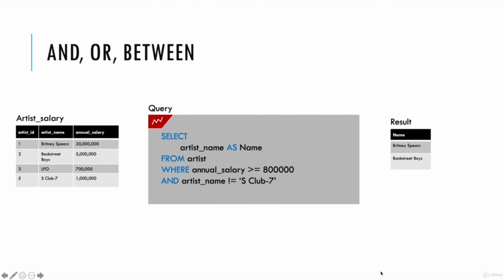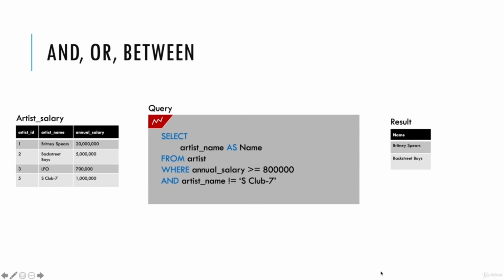Now, we've already talked about where, but I want to call out a couple things. In our previous sections, we did where something equals something. And in fact, you can do greater than, less than, greater than or equal to, less than or equal to, or not equal to. So in this example, we want to know all of the artists where their salary is greater than or equal to $800,000 and their artist name is not S Club 7. So in order for results to come back with this and, it has to be true for both of these scenarios.